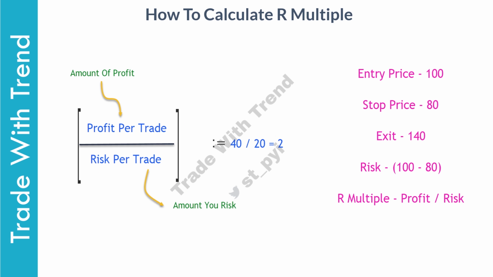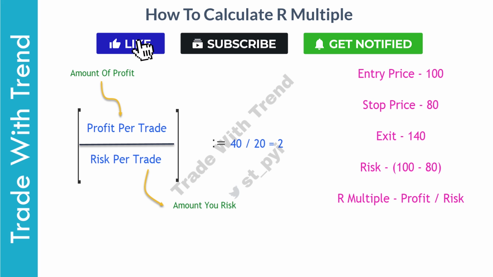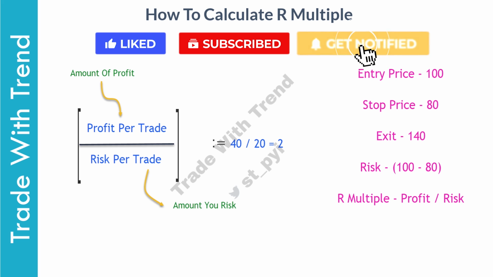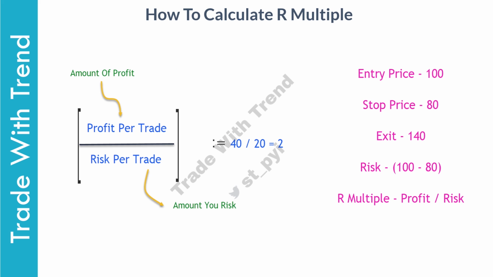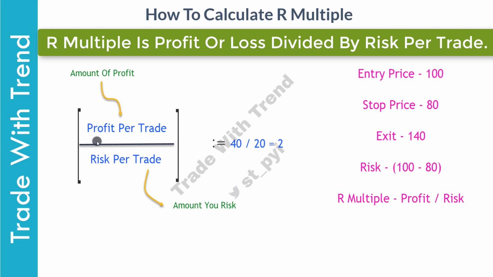So let me now show you how to calculate R multiple in trading. Now, this calculation is very easy and can be easily replicated in an Excel sheet. To calculate R multiple, you would require two data points. Number one, profit or loss per trade, and number two, risk taken per trade.